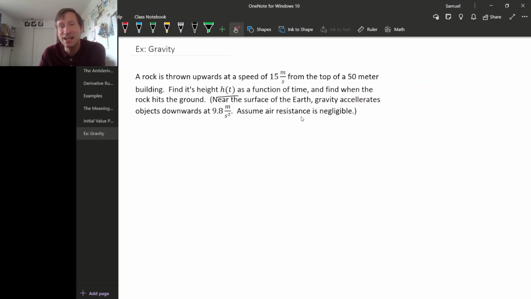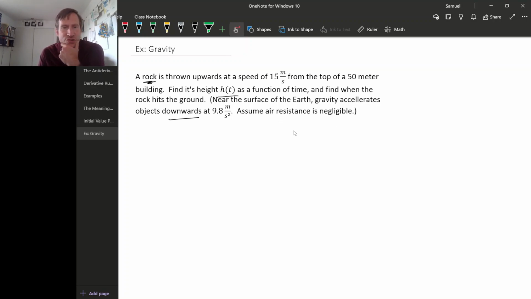Keep in mind that near the surface of the Earth, gravity accelerates objects downwards at 9.8 meters per second squared. And while we're at it, let's assume the air resistance is negligible. That's a pretty safe assumption as long as your rock is a decently dense rock. If you were going to throw a piece of paper, we couldn't neglect air resistance. But for rocks, it's probably not too big of an approximation to just ignore air resistance altogether.